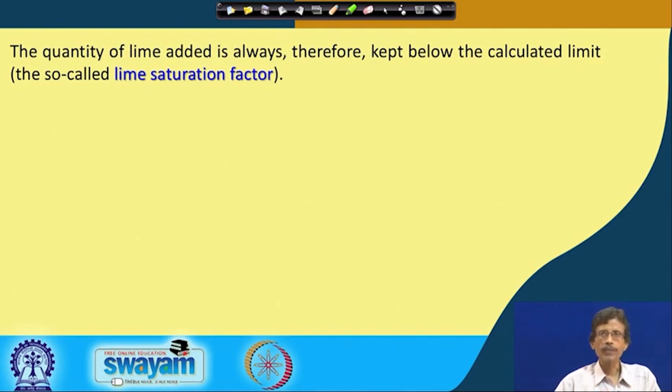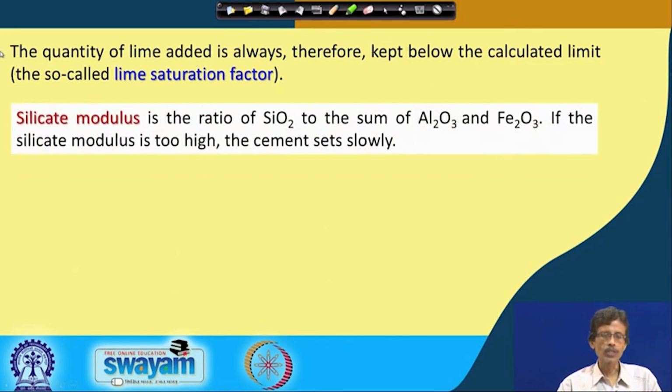So you must have a balanced amount of lime in the material. What we control with that is that you should not have more lime, because it will quickly take up water and your heating will also be more. So the lime saturation factor will also decide the quality of your cement material.